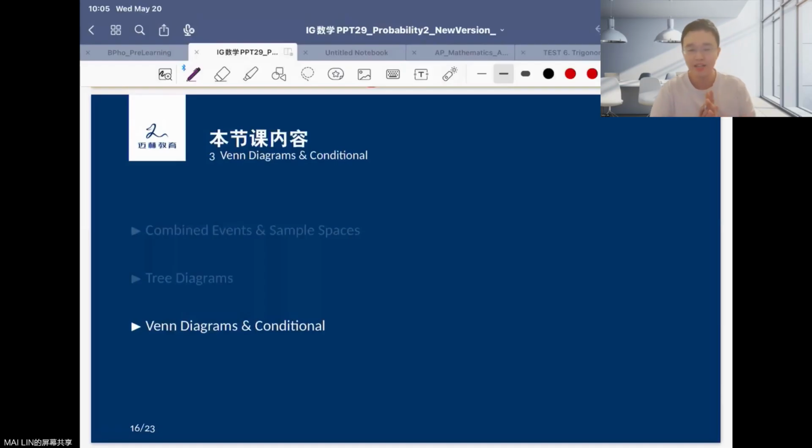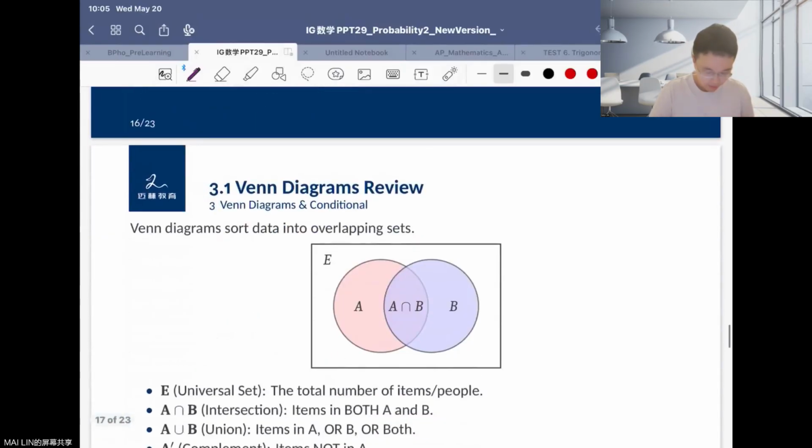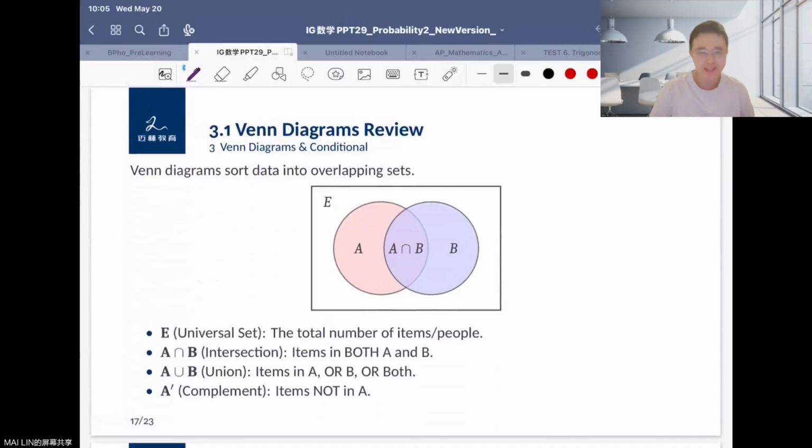Okay, hello guys. Today we are talking about Venn diagrams and conditional probability. Let's move to the first part. What does a Venn diagram mean? Here I draw a rectangle and two circles, and we also find an overlap area.